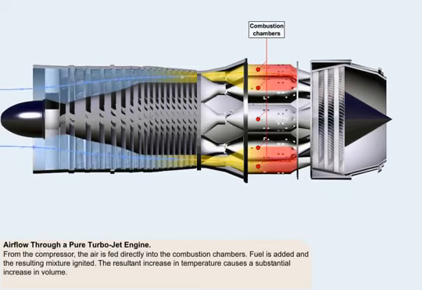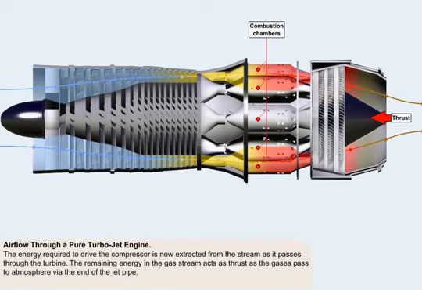As it flows from the compressor, the air is fed directly into the combustion chambers, and fuel is added and the resulting mixture ignited. The resultant increase in temperature will cause the substantial increase in volume which is required. The energy required to drive the compressor, approximately 50% of the energy in the gas stream, is now extracted from the stream as it passes through the turbine. The remaining energy in the gas stream acts as thrust, as the gases pass to atmosphere via the end of the jet pipe.